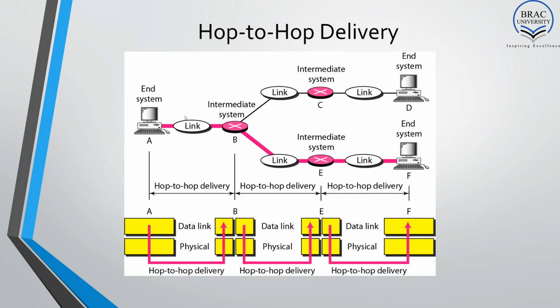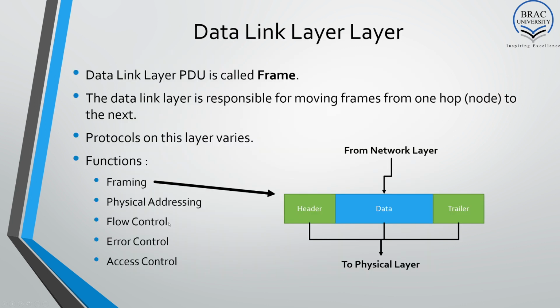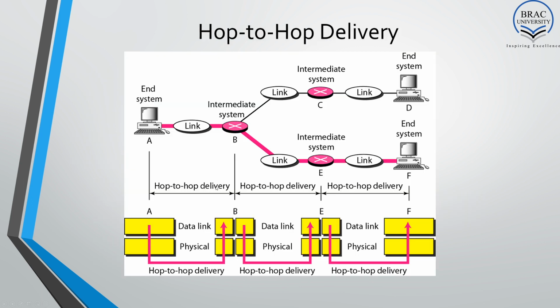All right. So if I go through the functions, sorry, I messed up a little. The functions of this layer are framing, physical addressing, flow control, error control, and access control. Kind of similar to some things in the transport layer, but yeah. In this layer, what it does is basically identify which direction to take on each hop. In this whole figure, each intermediary device and each end device is a hop, right?